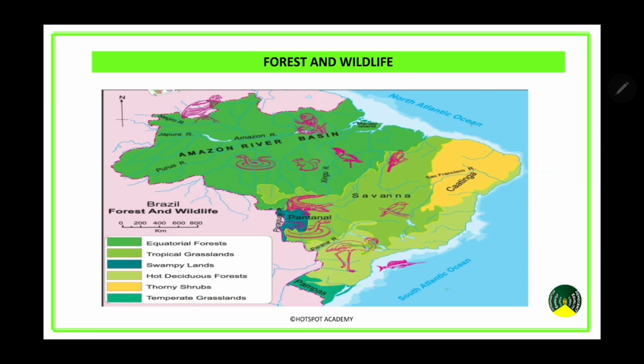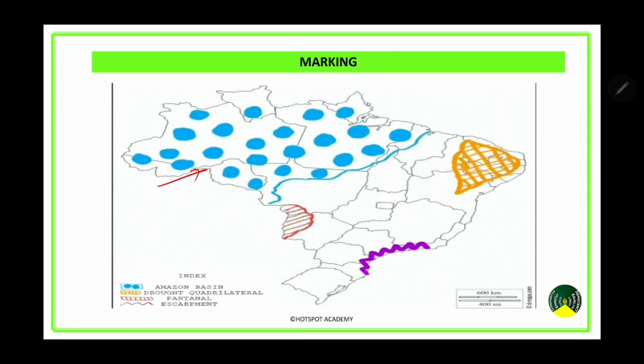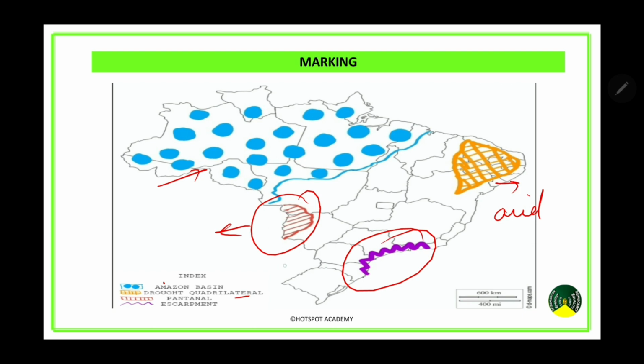Let's move ahead then. So this is your basin. If you can see here, Amazon basin. Here is your drought quadrilateral or the arid zone or the Caatinga, right? Here are your escarpments. This is your wetlands, right? So the marshy area is the same place. Again, anacondas are found here, right?